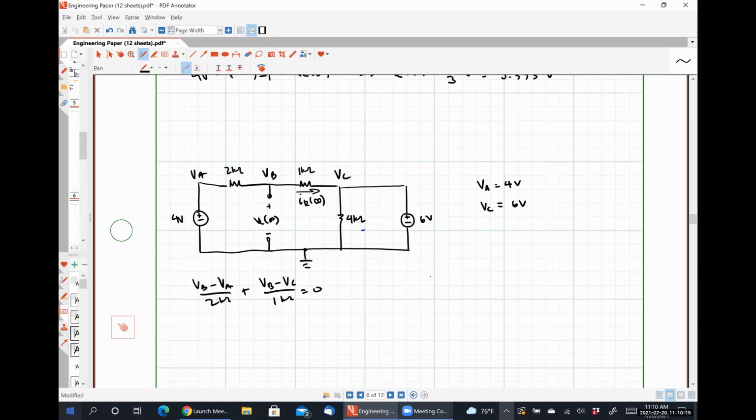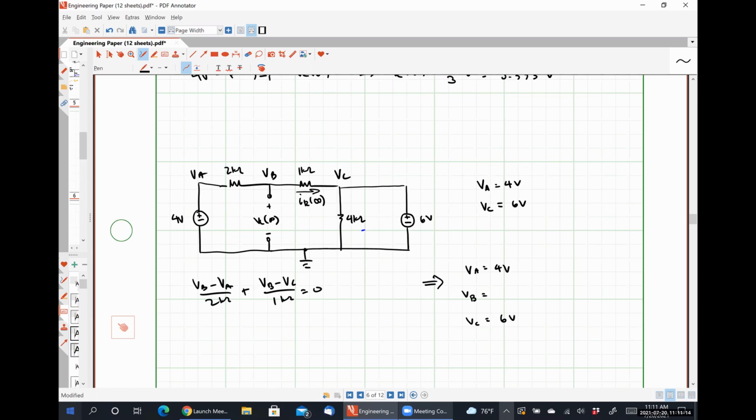Solving these, we'll get VA is 4 volts, VB to be determined, VC will be 6 volts. So let's throw this system into our calculator. My first equation is VA equals 4 volts, so I have 1 VA plus 0 VB plus 0 VC is equal to 4. My second equation is VC equals 6 volts, so I have 0 VA plus 0 VB plus 1 VC is equal to 6. And then my third equation, I have negative 1 over 2000 as my coefficient for VA. My coefficient for VB is 1 over 2000 plus 1 over 1000. And my coefficient for VC is negative 1 over 1000. And my constant term is 0. Solve.